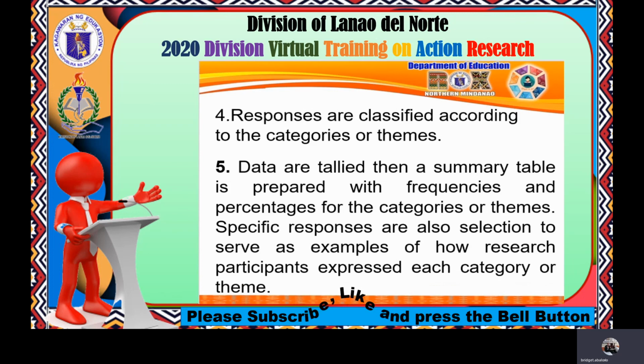Another step, responses are classified according to the categories or themes. So categories or themes are the same, don't be confused about that. Fifth, data are tallied, then a summary table is prepared with frequencies and percentage for the categories or themes. Specific responses are also selected to serve as examples of how research participants express each category or theme.